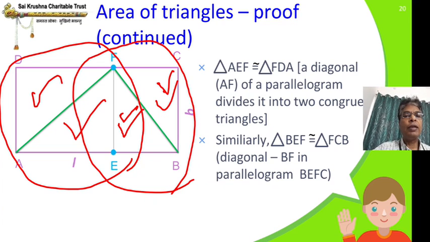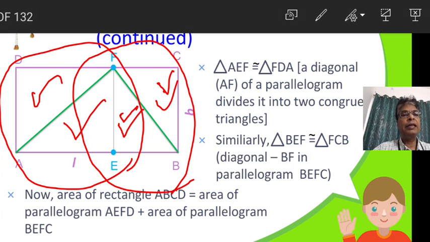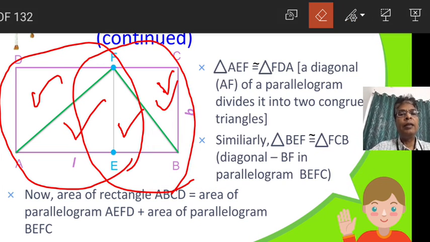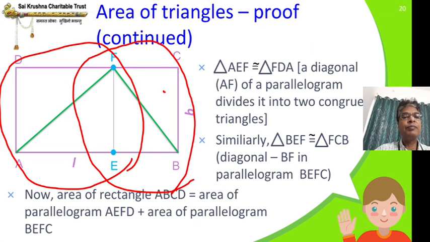So now we have divided the whole rectangle into how many triangles? Yes, 4 triangles. Initially we made 1 triangle, now we have made it into 4 triangles to see the proof. So now area of rectangle ABCD equal to area of parallelogram AEFD plus area of parallelogram BEFC. So I will just erase only these things. I'll remove these 2 ticks, I am removing this tick. So now you can see if you add these 2 parallelograms, that is AEFD and BEFC, that is the area of the rectangle ABCD. So now we will go to the next page.